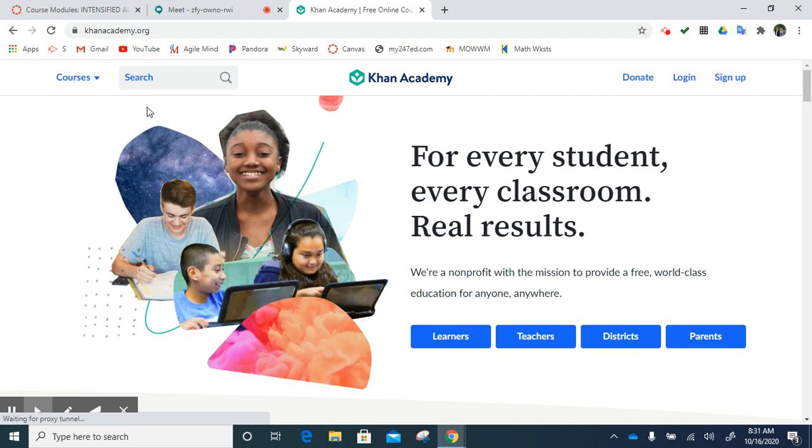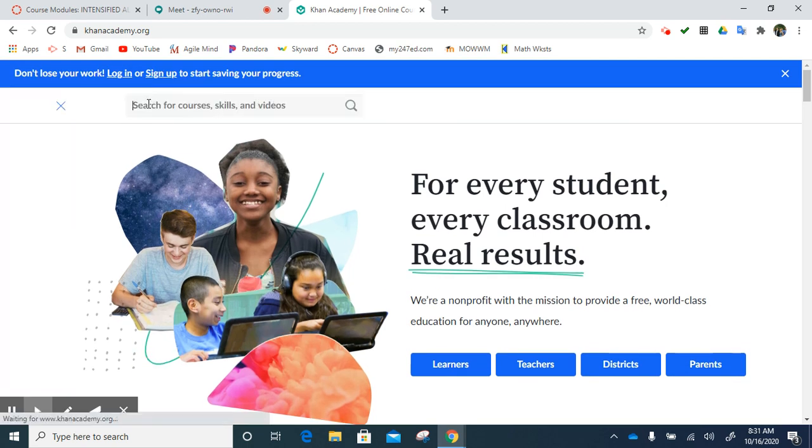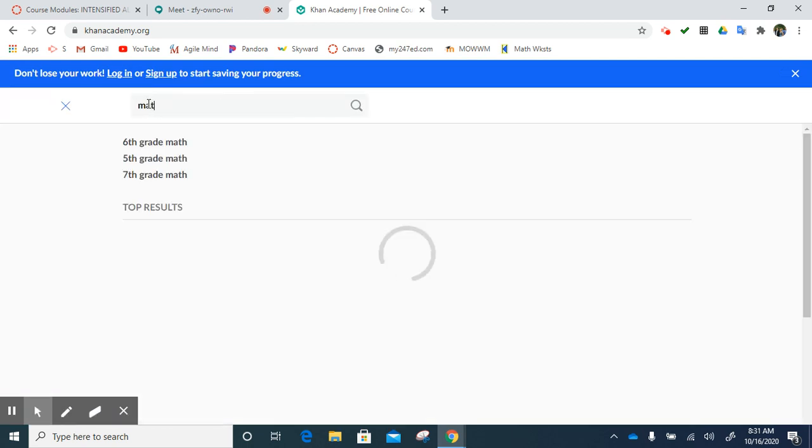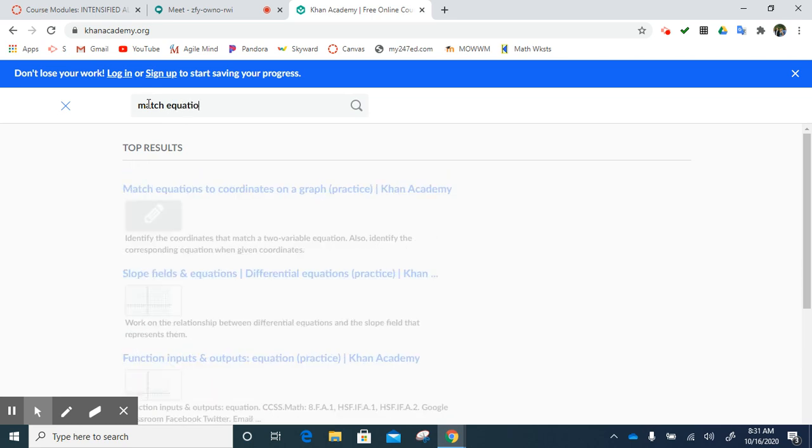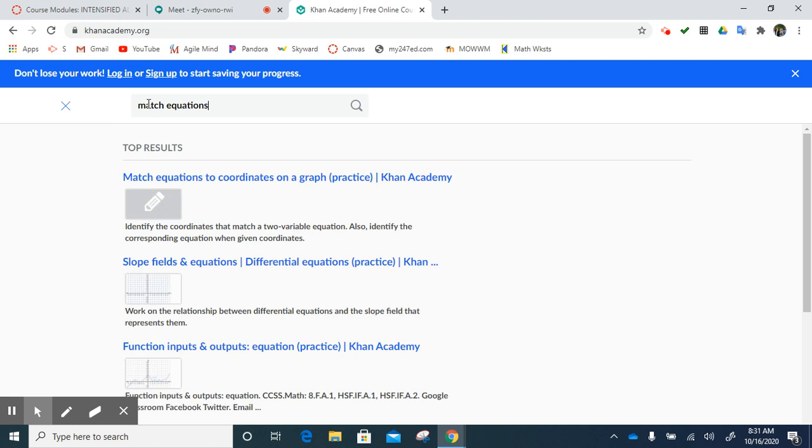Don't need to log in, don't need to sign up. Just go straight over to search and start typing in match equations. And it should pop up right away. Match equations to coordinates on a graph.